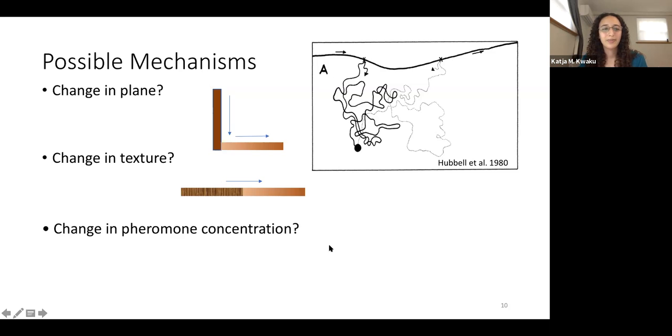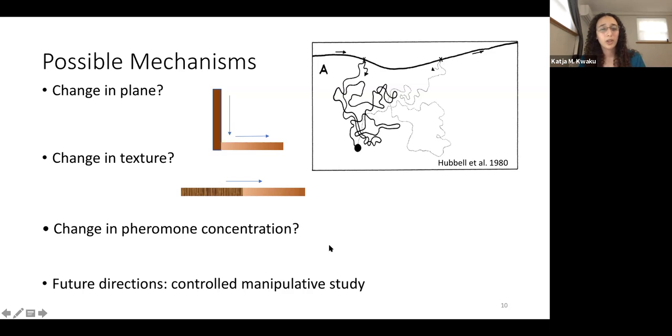So if we were to ever go back to Costa Rica and do this again, it would be great to do a controlled manipulative study with artificial trails. With artificial trails, we could control for a lot of the confounding variables I talked about earlier, like obstacles in the trail or the width of the trail, which would influence the crowding. And a manipulative study would help us distinguish between these three possible mechanisms, which in turn would give us more insight into what drives decision-making in these social insects.